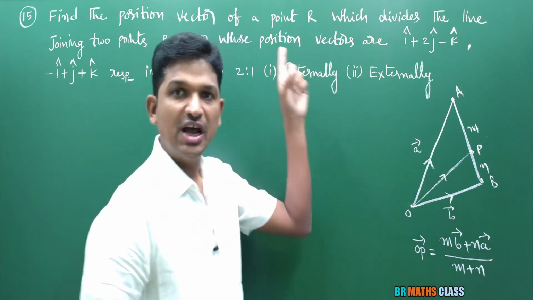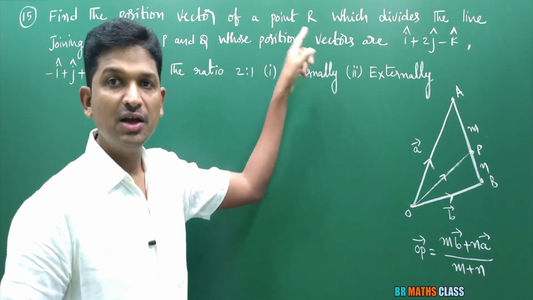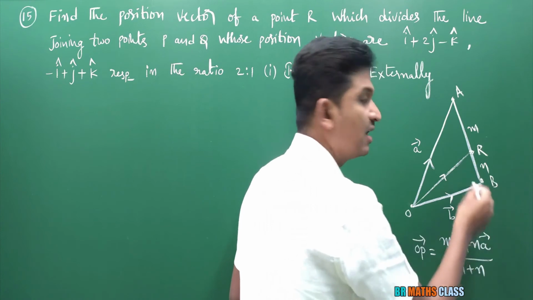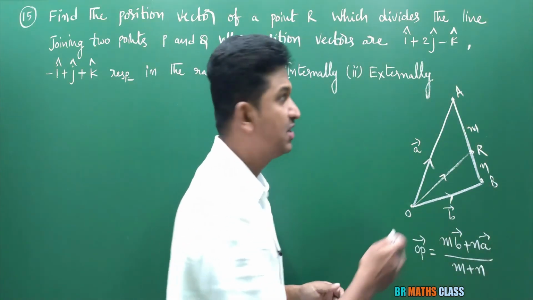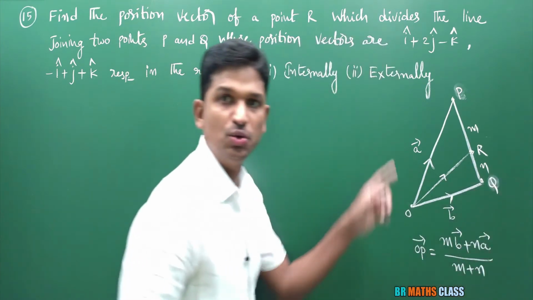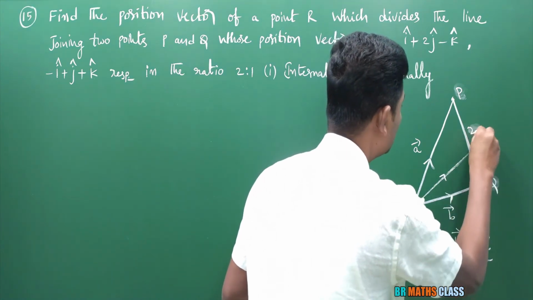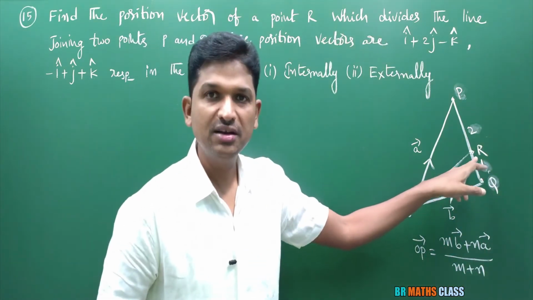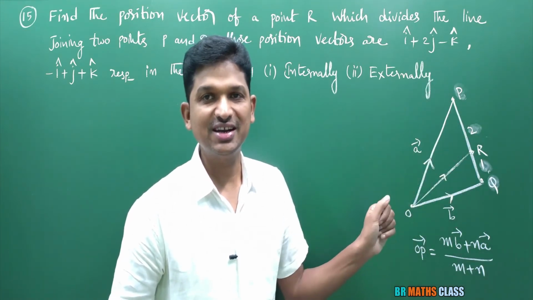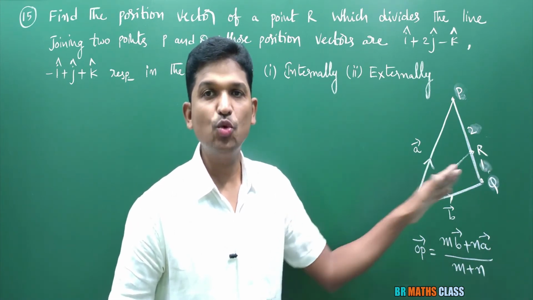Now, the same thing we'll apply to this question. What they are asking in the question? Find the position vector of a point R which divides line segment PQ. Here, in place of P, R is there. That means this is P, this is Q, which divides PQ in the ratio 2:1 internally. As the point R is in between P and Q, R divides PQ in the ratio 2:1 internally. Then we need to calculate position vector of a point R. That means we need to calculate OR bar.